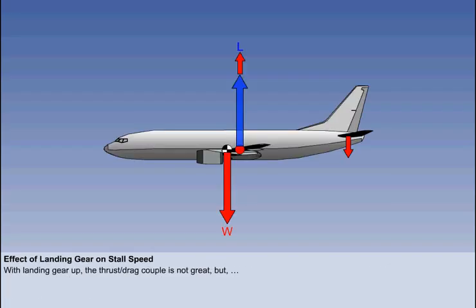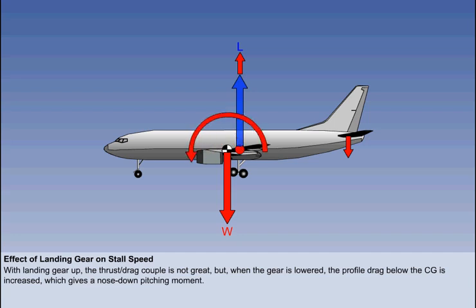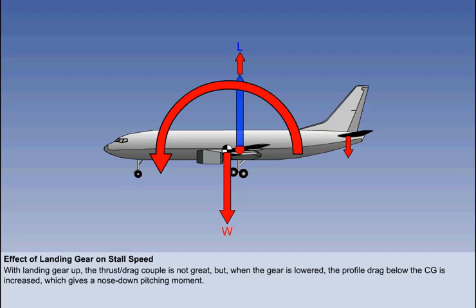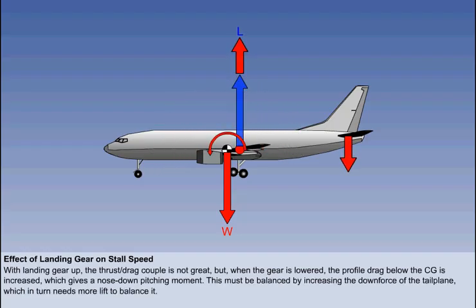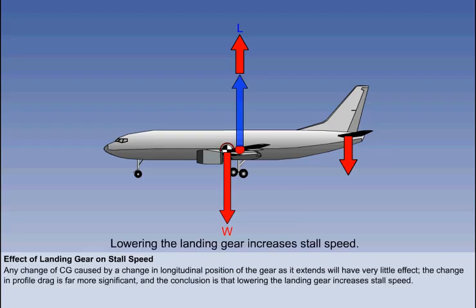With landing gear up, the thrust-drag couple is not great, but when the gear is lowered, the profile drag below the CG is increased, which gives a nose-down pitching moment. This must be balanced by increasing the downforce of the tailplane, which in turn needs more lift to balance it. Any change of CG caused by a change in longitudinal position of the gear as it extends will have very little effect. The change in profile drag is far more significant, and the conclusion is that lowering the landing gear increases stall speed.